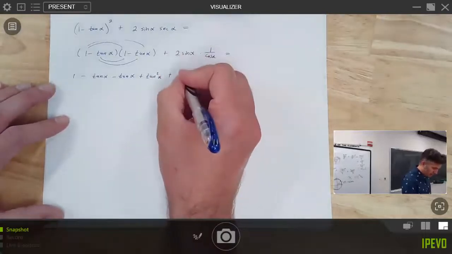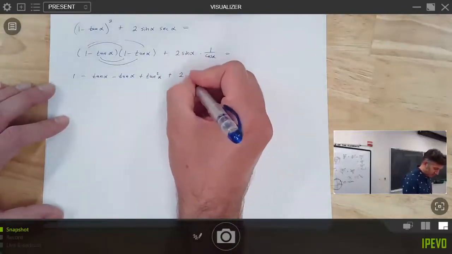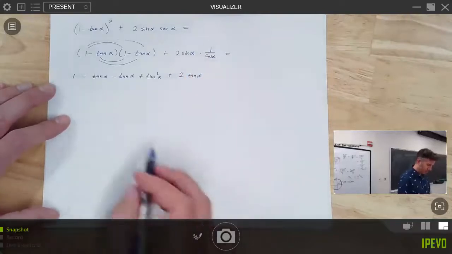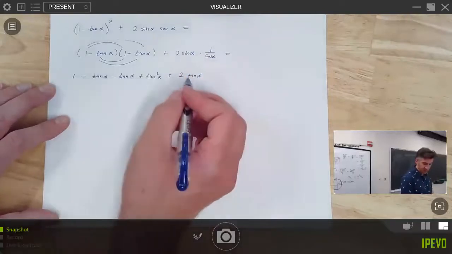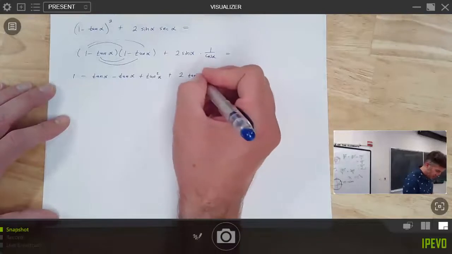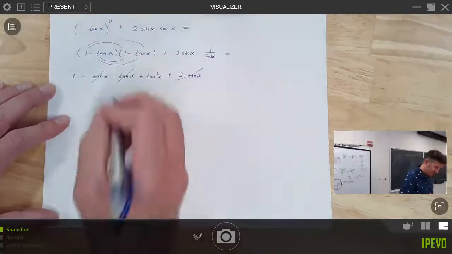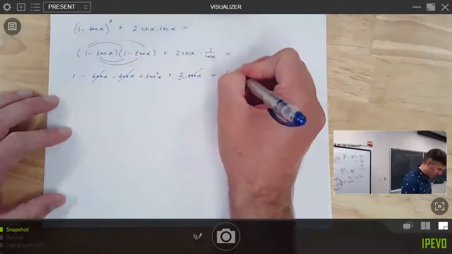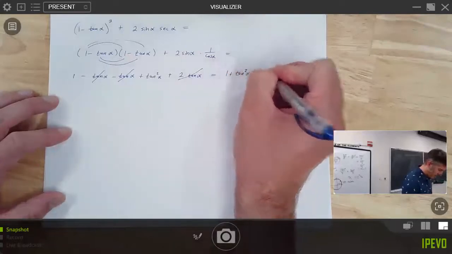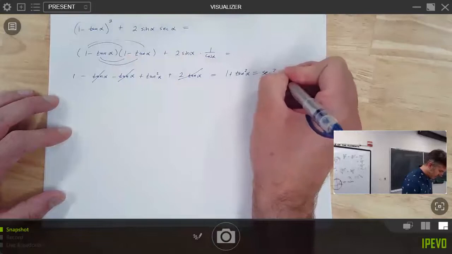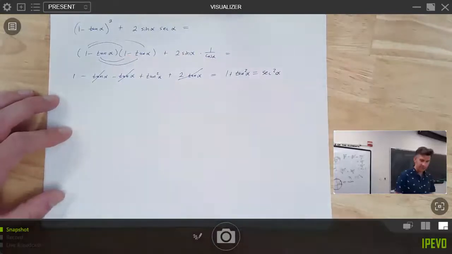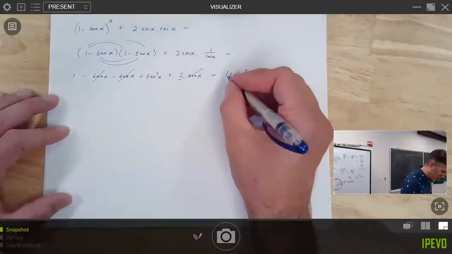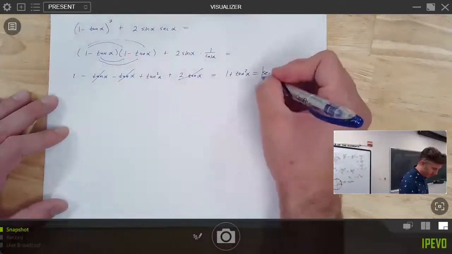Sine over cosine is tangent. So look, the negative tangent and negative tangent cancel out with the positive 2 tangent. So this and these cancel each other out. And then we have 1 plus tangent squared alpha, and you know what that means. Secant squared: 1 plus tangent squared alpha equals secant squared alpha. And that's our final answer.